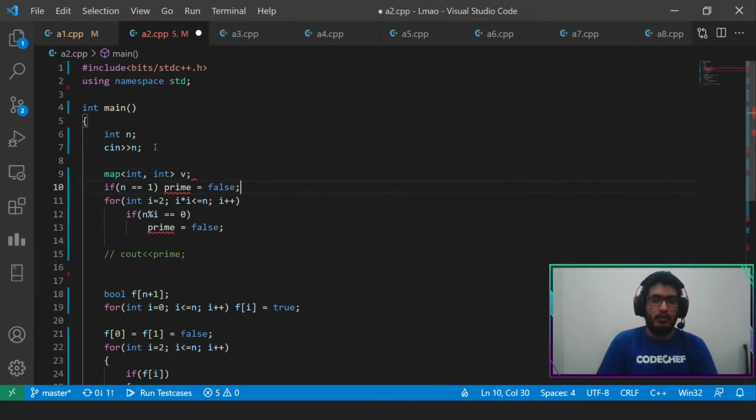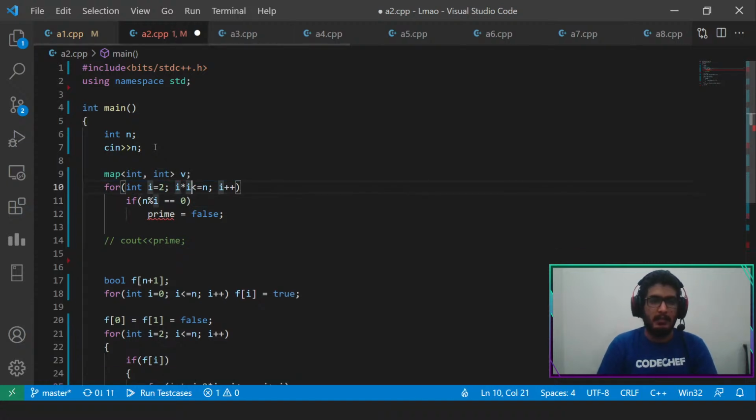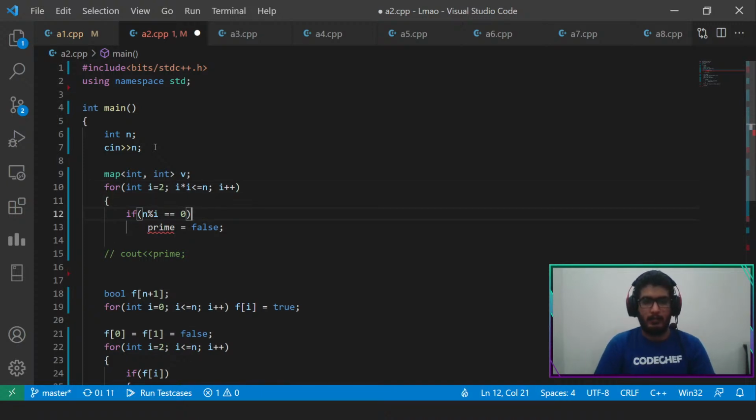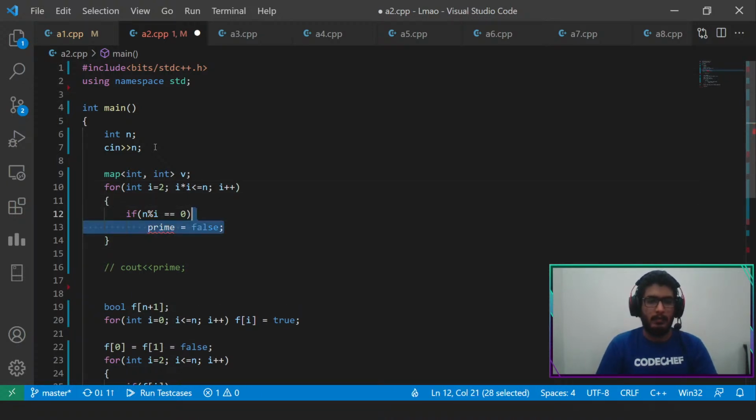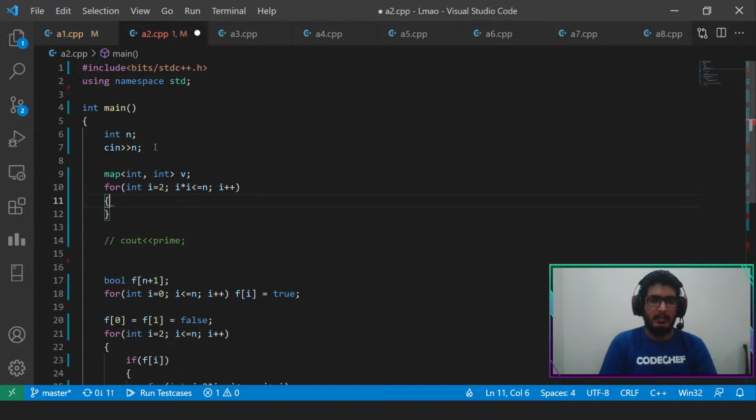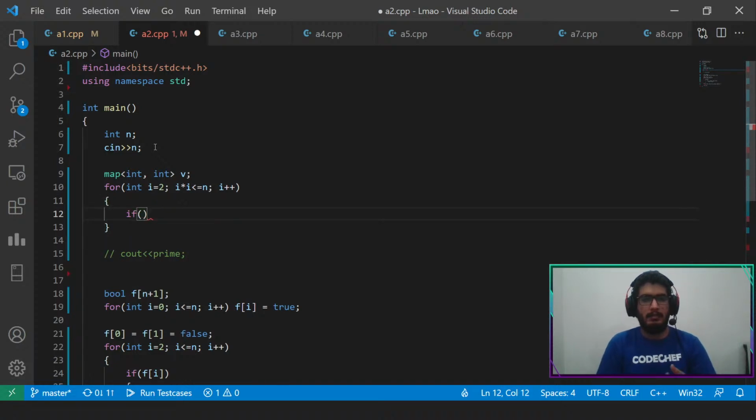Right? So remove this. For i equal to 2, i star i less than or equal to n, i plus plus, what you have to do here, right, is just do this.